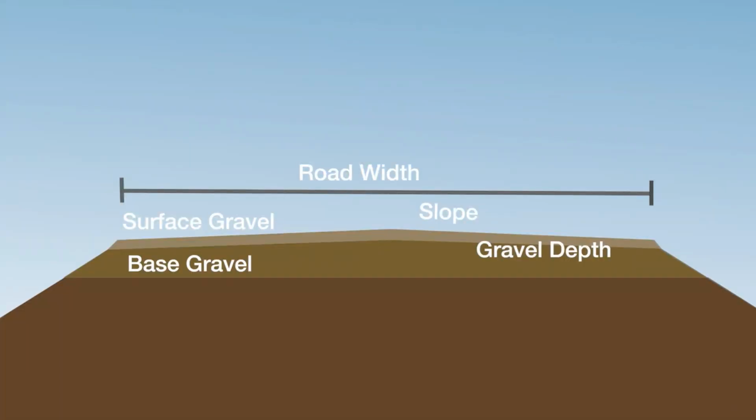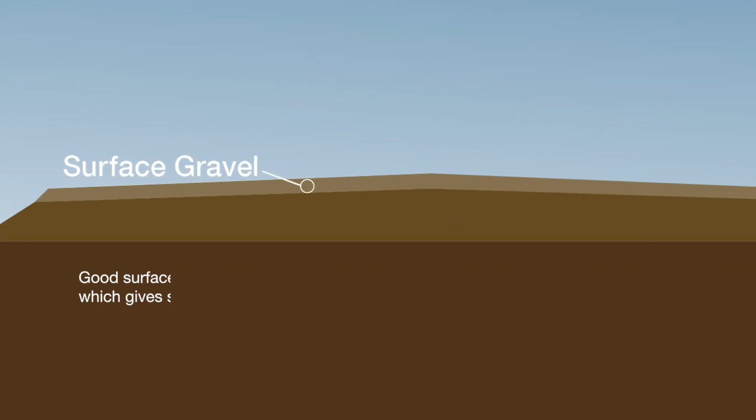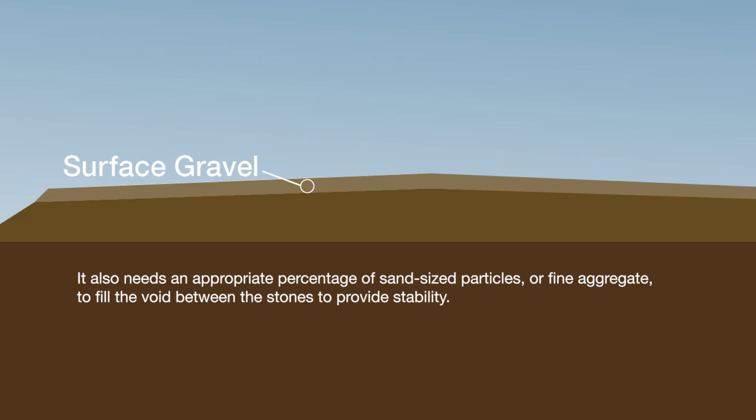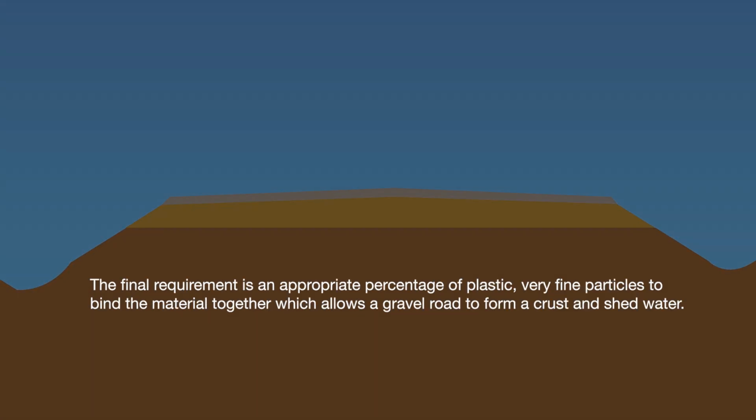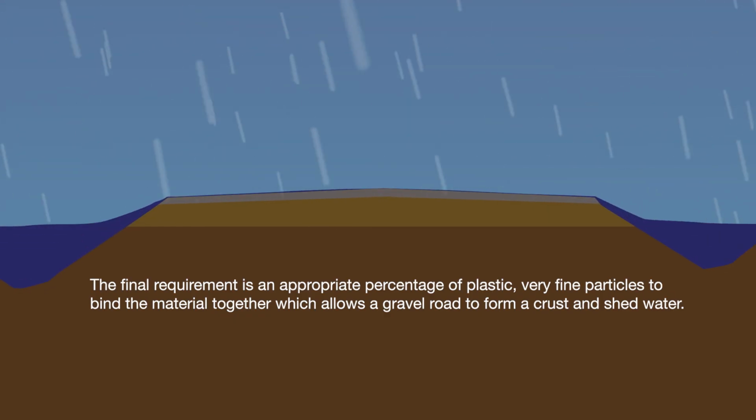These are the elements that make up a well-designed gravel road. Surface gravel. Good surface gravel has the appropriate percentage of stone or coarse aggregate, which gives strength to support loads, particularly in wet weather conditions. It also needs an appropriate percentage of sand-sized particles, or fine aggregate, to fill the void between the stones to provide stability. The final requirement is an appropriate percentage of plastic, very fine particles to bind the material together, which allows a gravel road to form a crust and shed water.